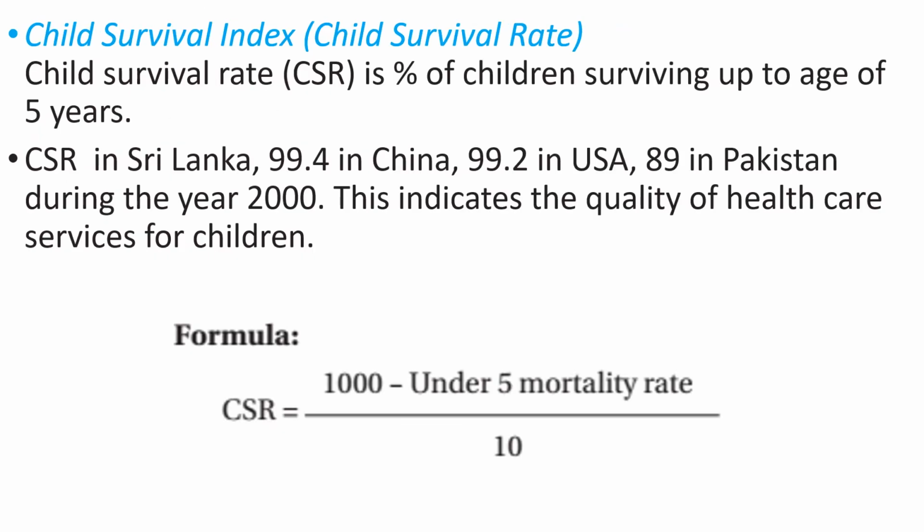Child survival index or child survival rate is the percent of children surviving up to the age of 5 years, and this is the formula for child survival index.